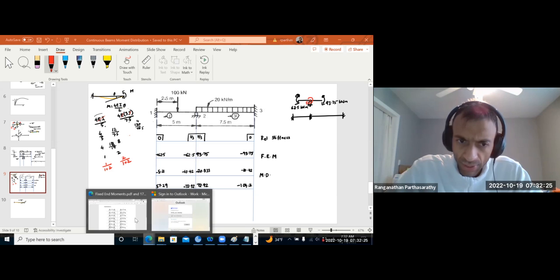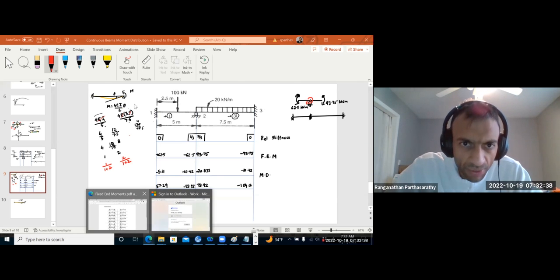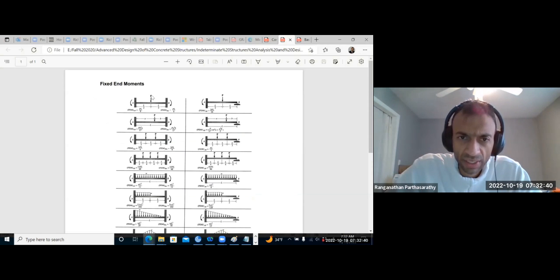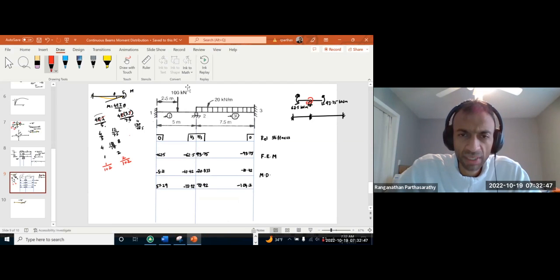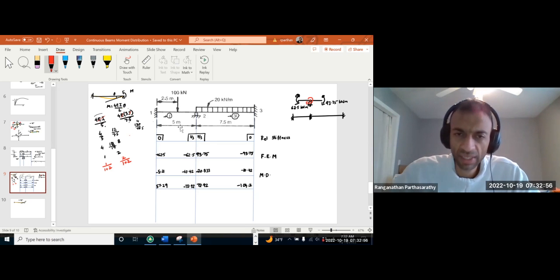Yes. So if we see this left span, the case is concentrated load at mid span, right? That's the case, so I will look up that case. First one, concentrated load at mid span. Then the fixed end moments are PL by 8, PL by 8, right? So P is 100 kilonewton, L is 5 meter. So if I do 100 times 5 by 8, I got 62.5, right?